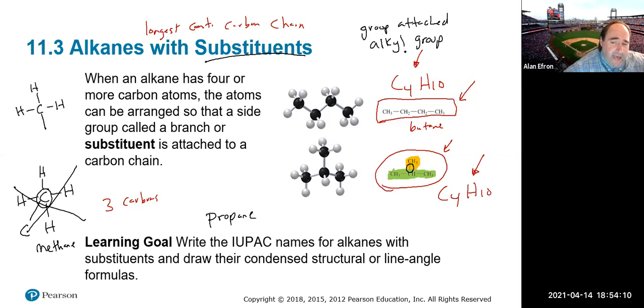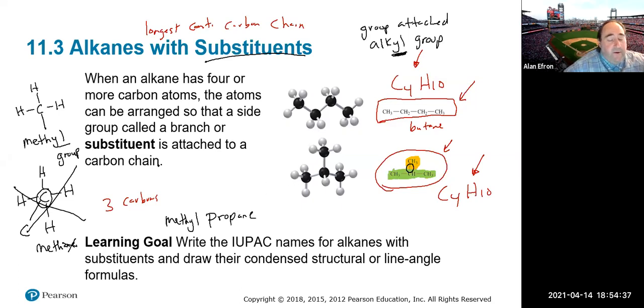These are what are known as alkyl groups. Surprisingly enough, alkyl groups end in YL. Methane then gets rid of the ANE, and this is what is known as a methyl group. YL at the end, surprisingly enough, because this is an alkyl group. This would be known as methyl propane.